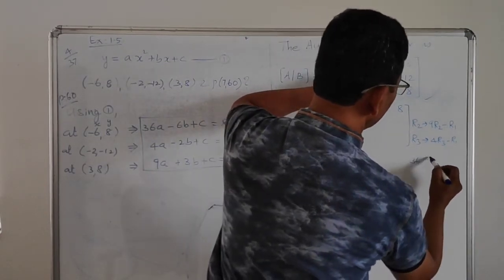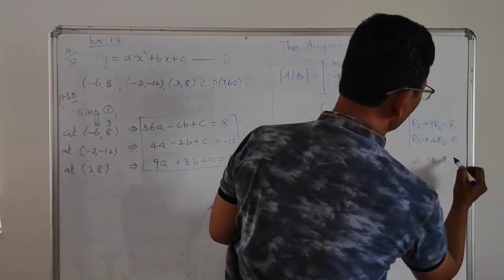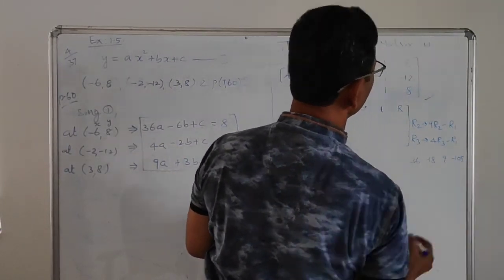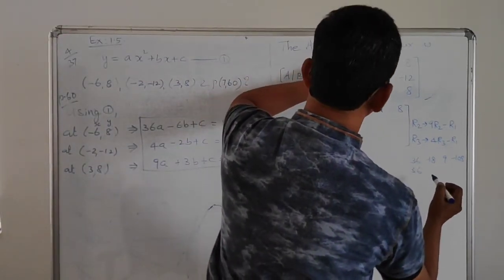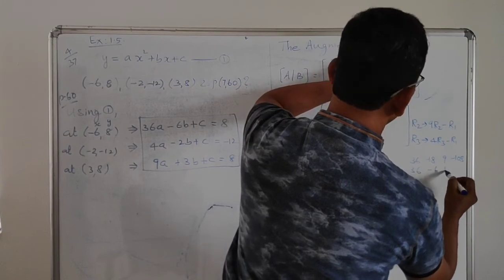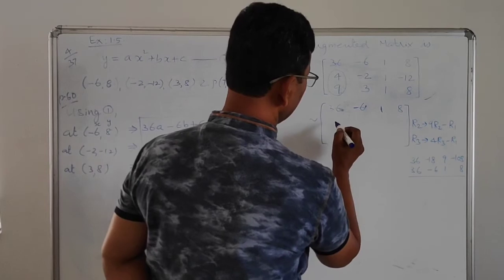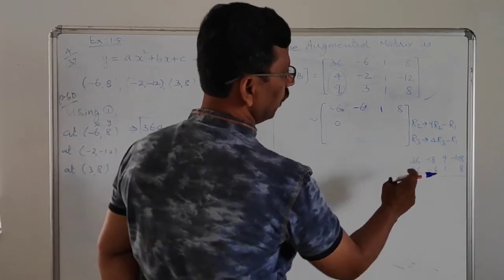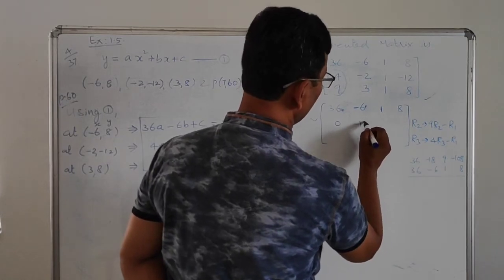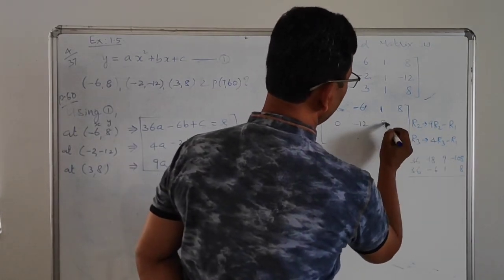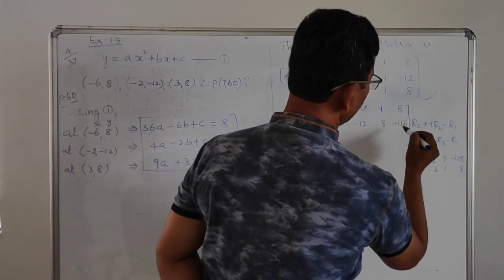Then 9 2s are 18. Then 9 into minus 12 gives minus 108. Then you can write this one: 36, minus 6, 1, 8. Then you try to subtract. 36 minus 36 gives 0. Minus 18 minus of minus 6, plus 6, gives minus 12. 9 and minus 1 gives 8. Minus 108 minus 8 gives minus 116.